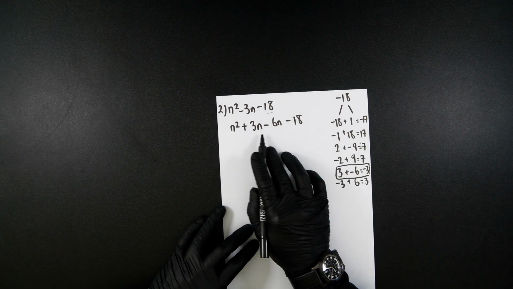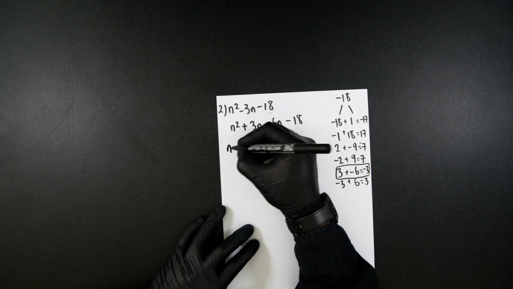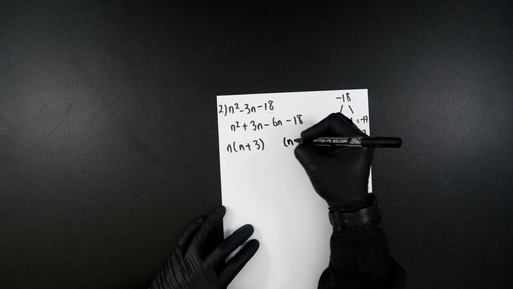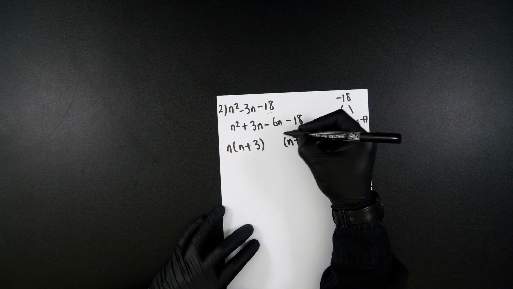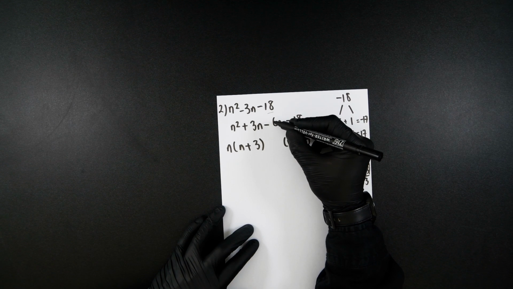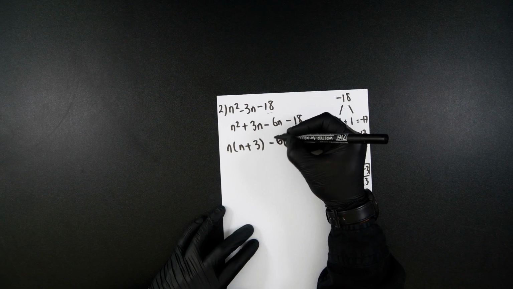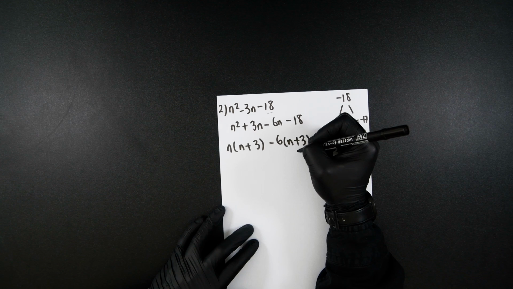We now just look at these two first values and we will factorize them. n plus 3, and we repeat what we have written, n plus 3. And now what do we need to put outside that, once multiplied in, would equal minus 6n and minus 18? It would be minus 6. Minus 6 times n is minus 6n. Minus 6 times 3 is minus 18.